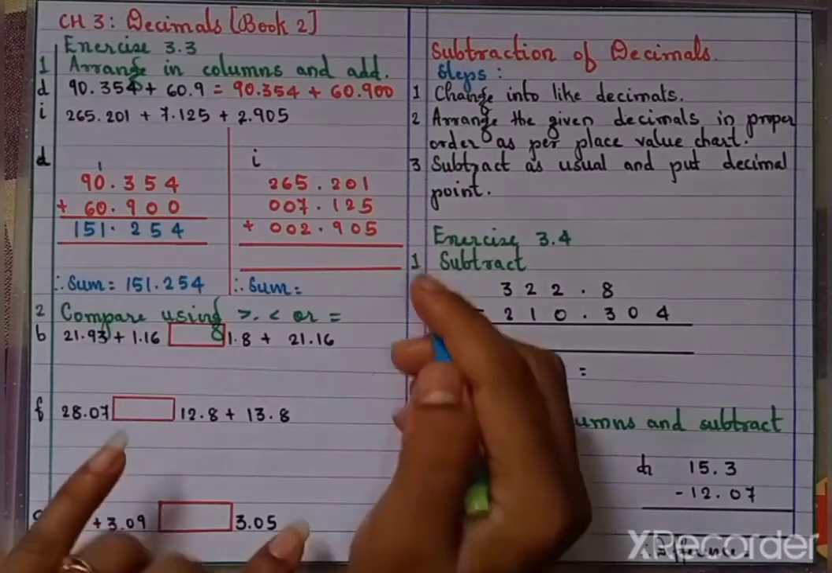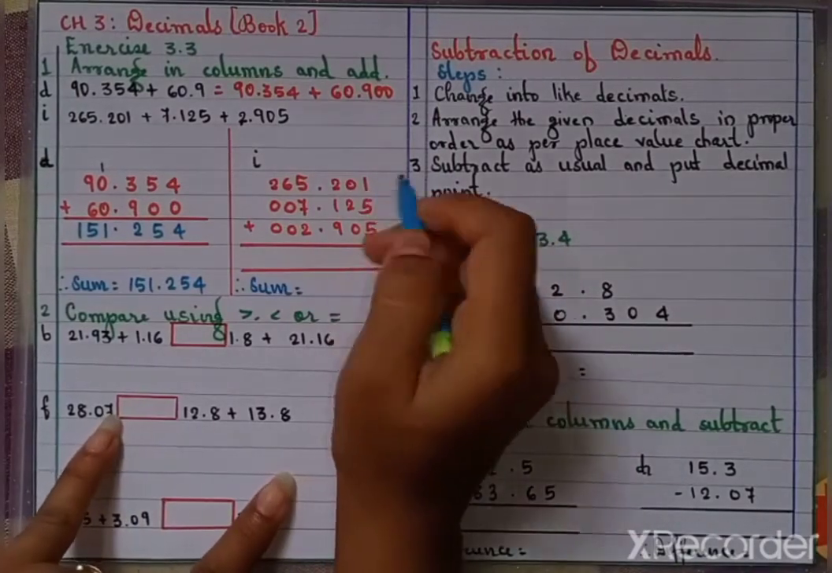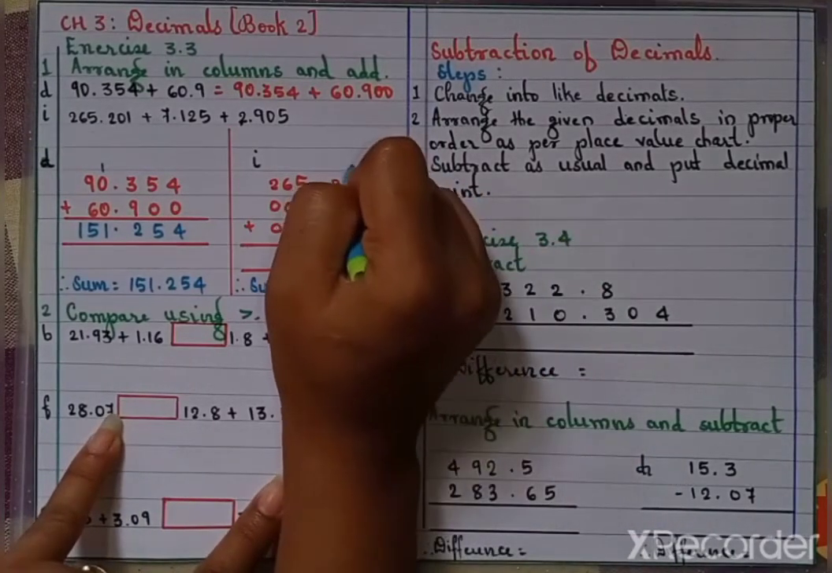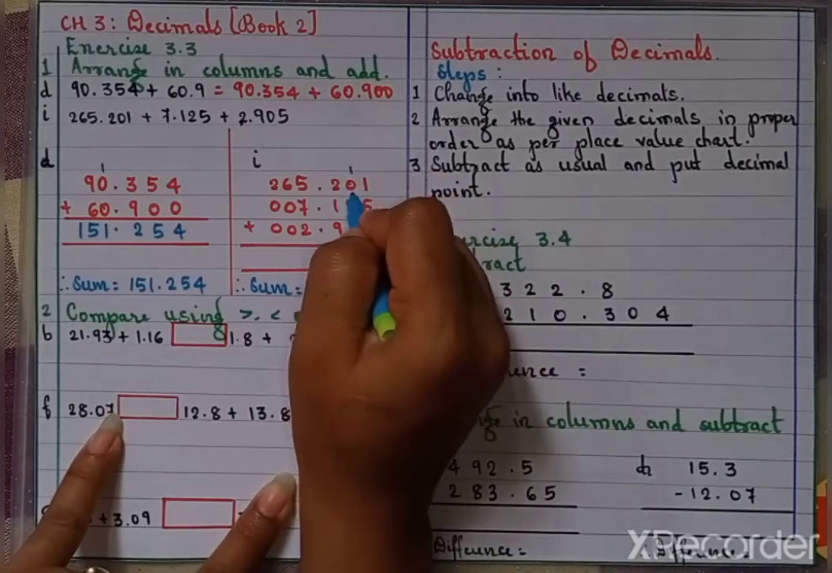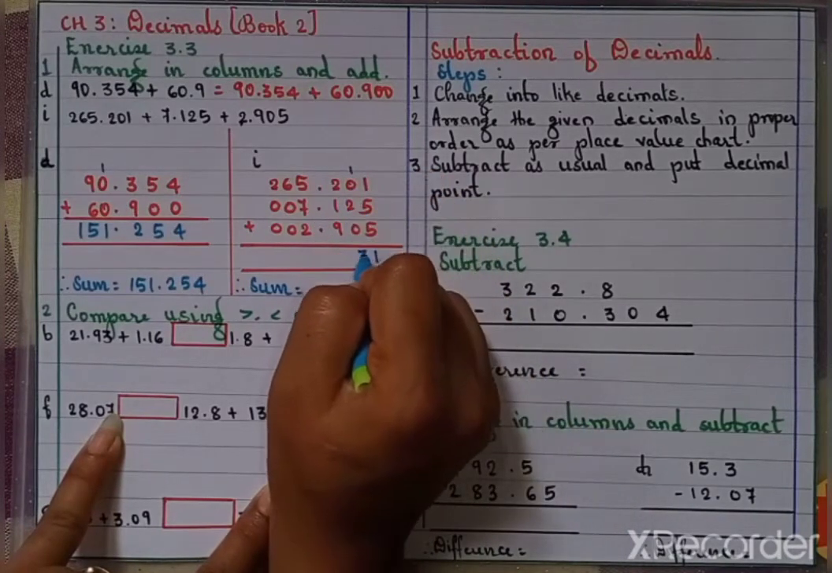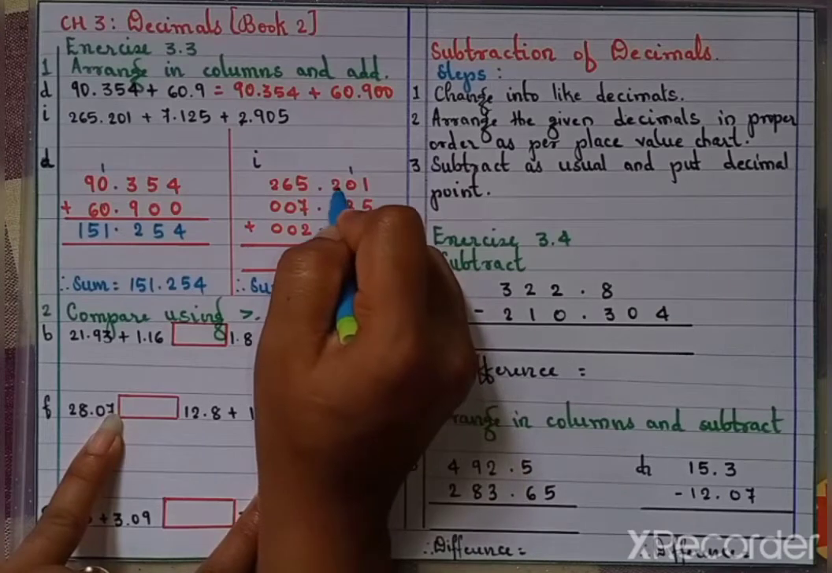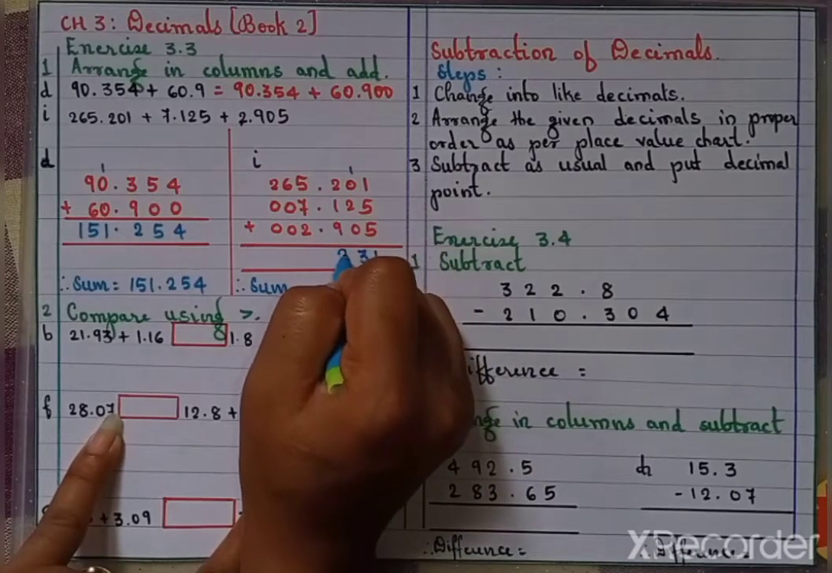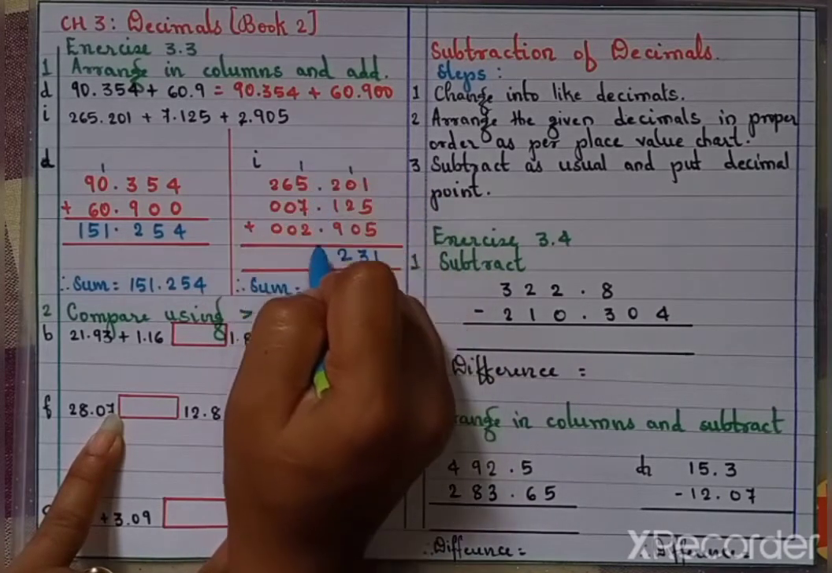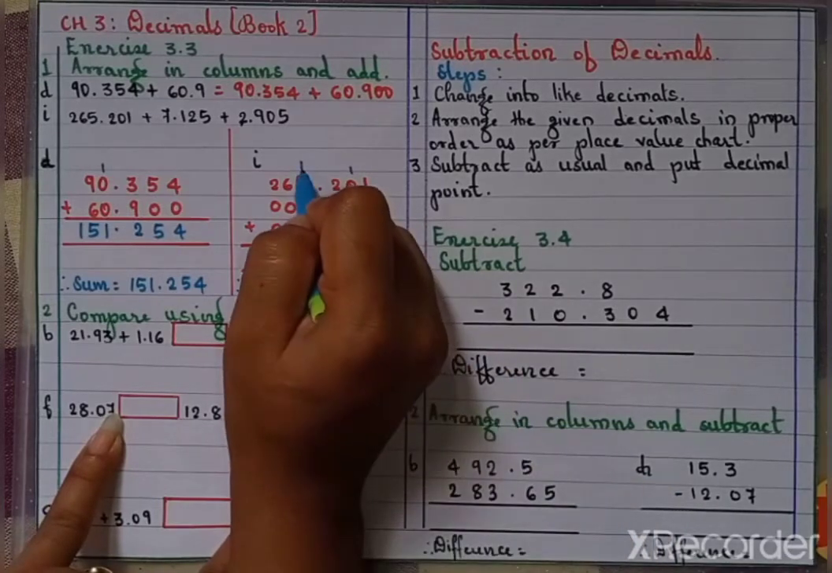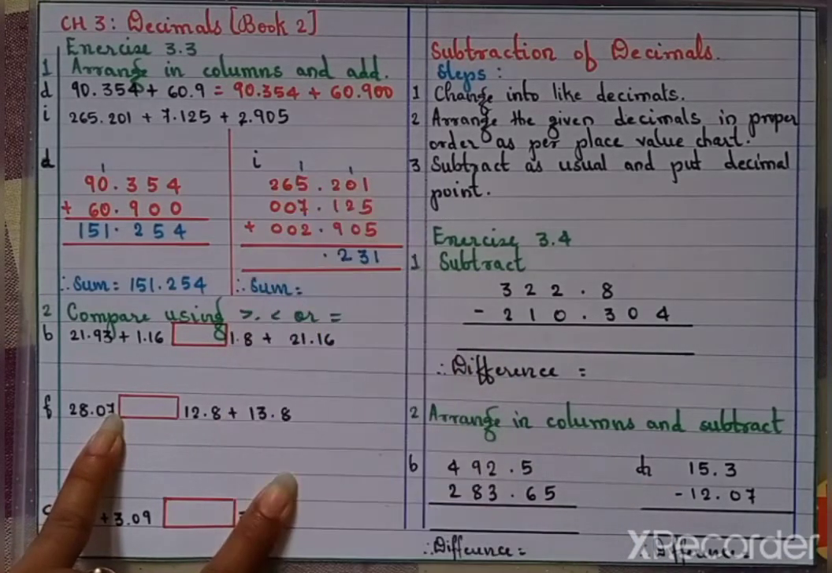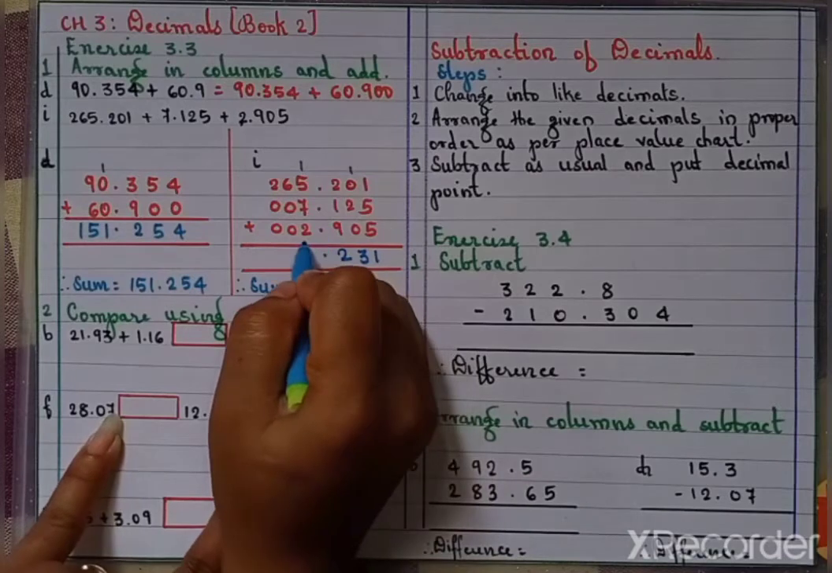Let's carry out the column addition. 5 plus 5 is 10 plus 1, 11. Write 1 here, 1 carry. 1 plus 0 plus 2 plus 0 is 3. 9 plus 1 is 10 plus 2, 12. 1 carry. Put the decimal point. 5 plus 1 is 6. 6 plus 7 is 13, plus 2 is 15.